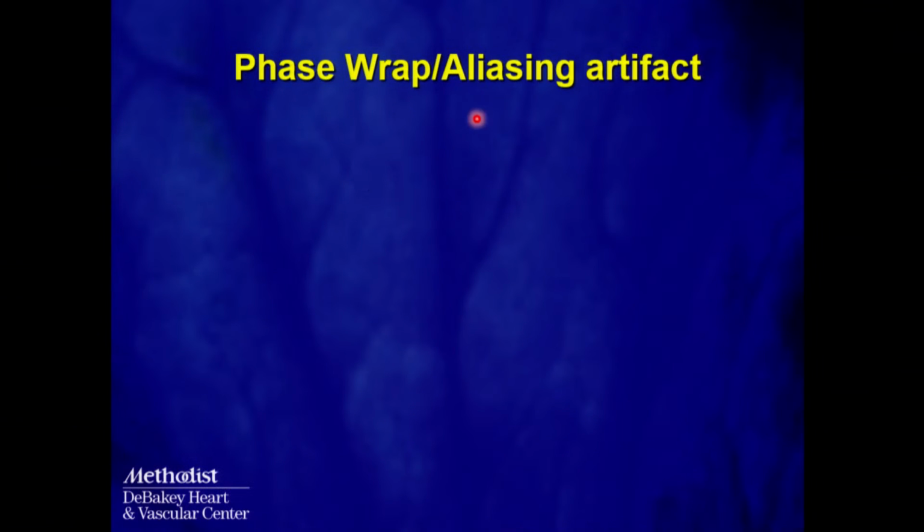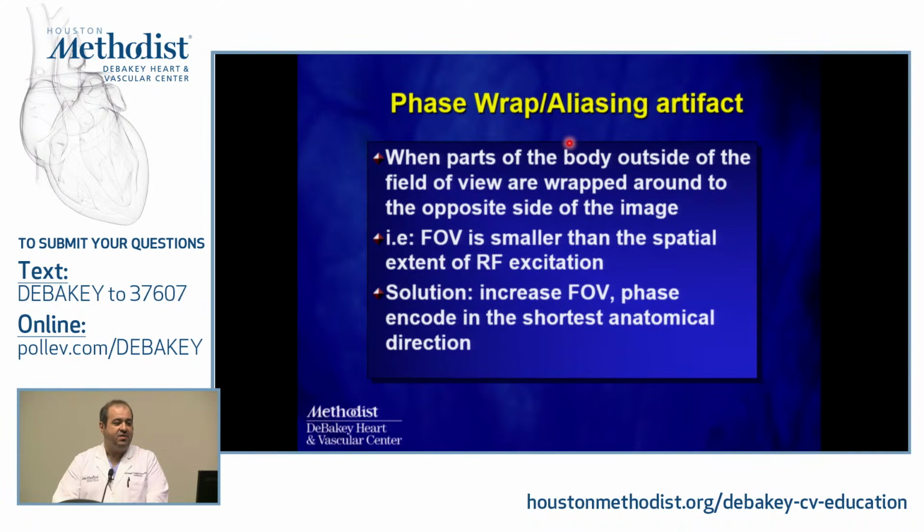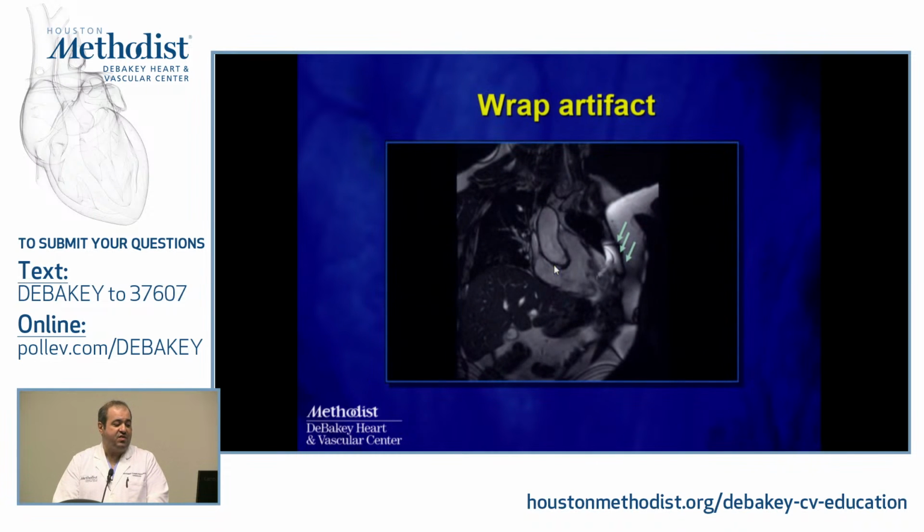Now when we talk about phase wrap, or the other term for it, aliasing artifact, this is inside the scanner when part of the patient's body lies outside the field of view and it's being wrapped to the opposite image. This basically means that the field of view is smaller than the spatial extent of your radiofrequency excitation pulses that Dr. Shah was talking about. And one of the solutions is simply to increase your field of view.